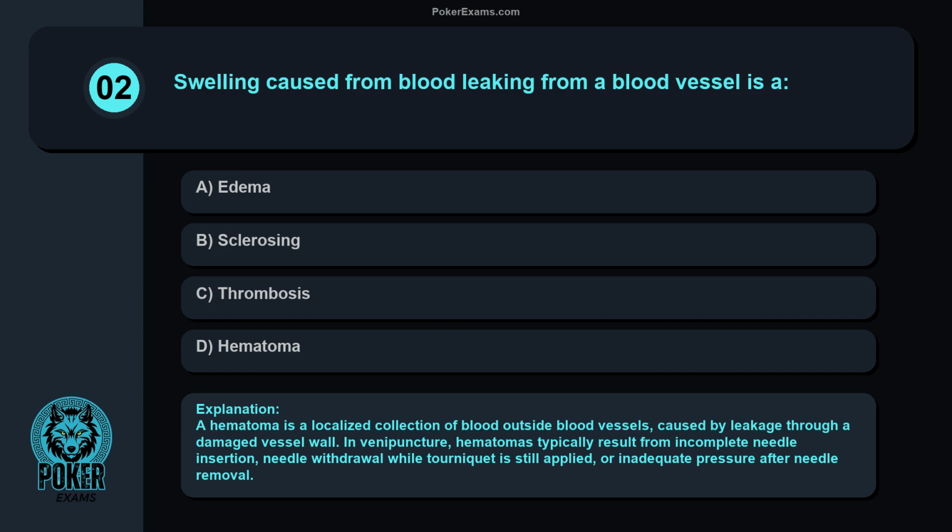A hematoma is a localized collection of blood outside blood vessels, caused by leakage through a damaged vessel wall. In venipuncture, hematomas typically result from incomplete needle insertion, needle withdrawal while the tourniquet is still applied, or inadequate pressure after needle removal.